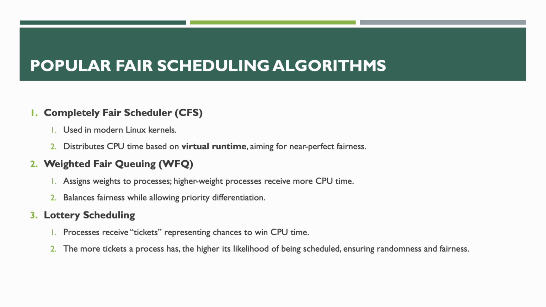Okay, third is lottery scheduling. It is a randomized scheduling algorithm, where processes receive tickets representing chances to win CPU time. So the more tickets a process has, the higher its likelihood of getting scheduled, ensuring both randomness and fairness.